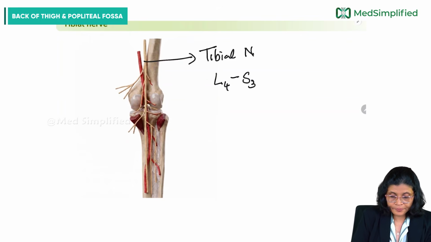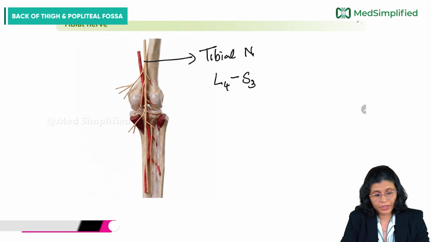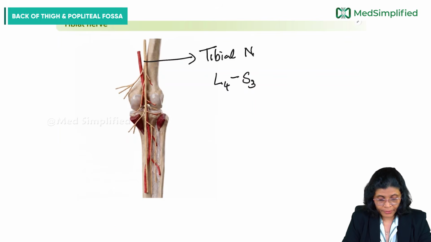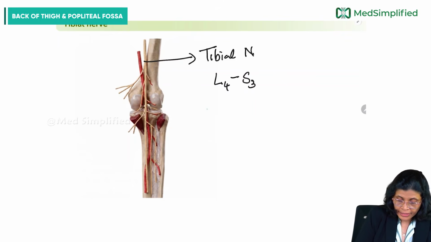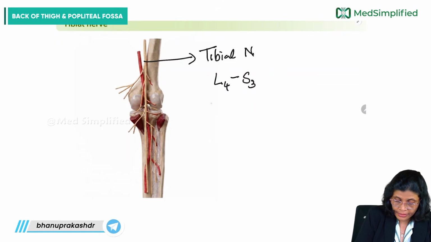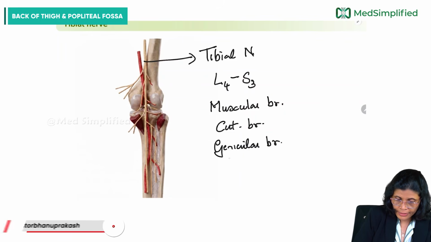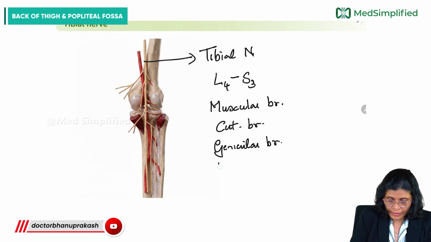Okay, so the tibial nerve extends vertically downwards from the superior angle of the popliteal fossa, crosses the popliteal artery in the middle part, and then goes down into the posterior compartment of the leg. It mainly gives the muscular branches, the cutaneous branches, the genicular branches, as well as the vascular branches. So it gives these branches.